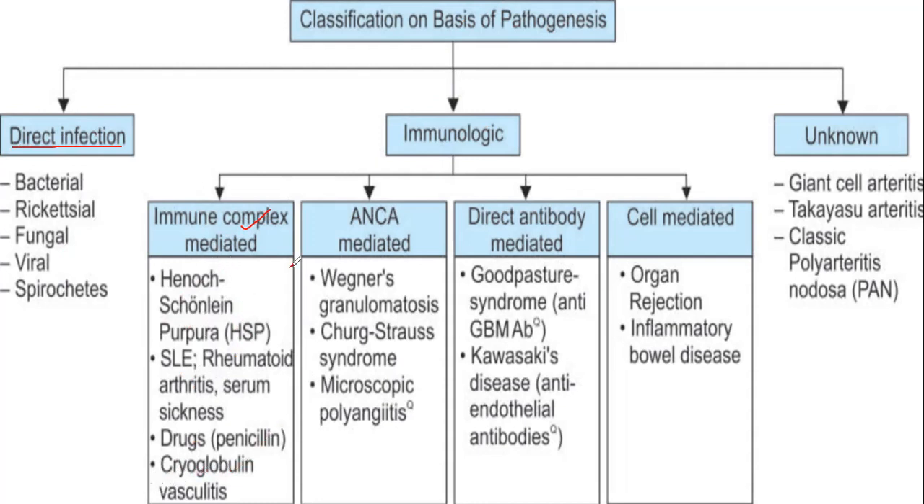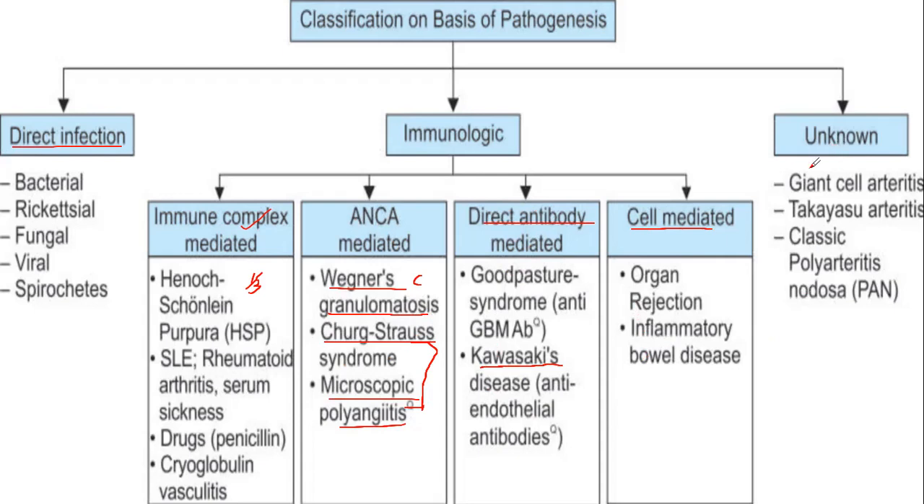Also, in a third of cases of PAN, we have immune complex due to hepatitis B virus. Then ANCA, the anti-neutrophil cytoplasmic antibodies: we have Wegener granulomatosis, now known as granulomatosis with polyangiitis, with c-ANCA. Then Churg-Strauss syndrome and microscopic polyangiitis have p-ANCA. Then you have direct antibody-mediated Goodpasture syndrome and Kawasaki's disease, where we have anti-endothelial antibodies. It can also be cell-mediated, as in organ rejection and inflammatory bowel disease.